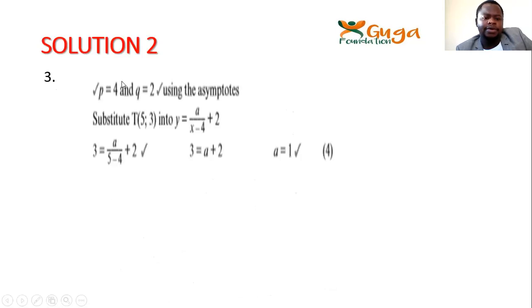Okay. We have said that p and q are asymptotes. Then you substitute your (5, 3). Then here it will be 3 equals a over (5 minus 4), which is 1. Then a over 1, which is a. Then it will be 3 minus 2, which is a equals 1.